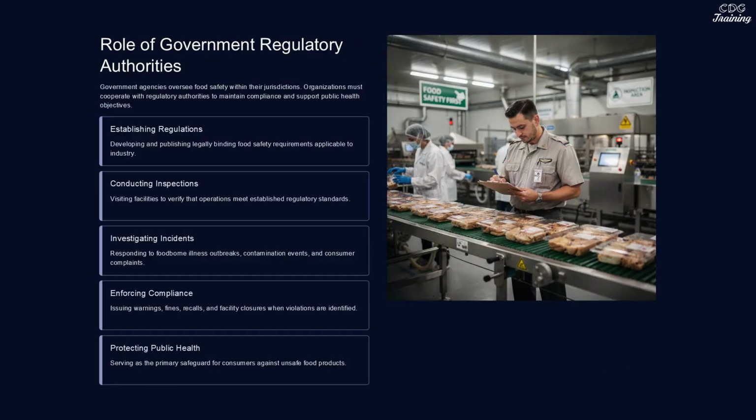Government agencies play a crucial role in enforcing food safety regulations. They establish guidelines, conduct inspections, investigate incidents, enforce compliance, and protect public health.